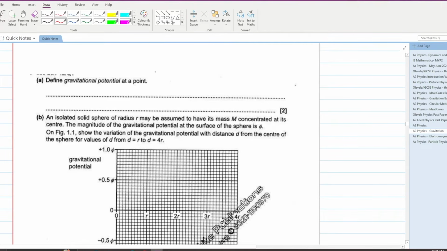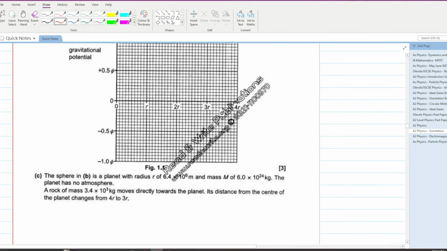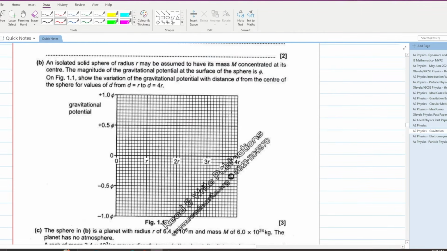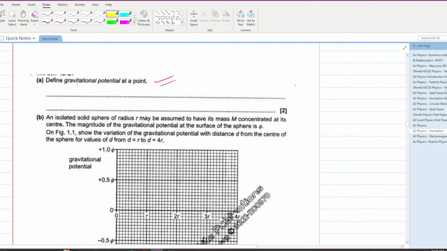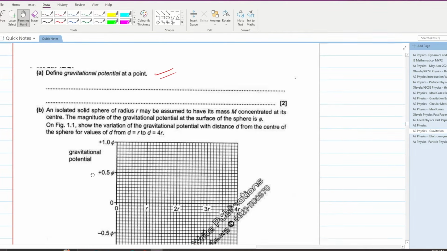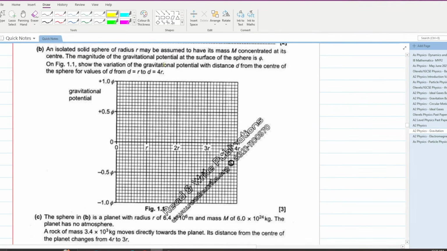Gravitational potential at a point. This is further easier. I have already taught you what is gravitational potential. Let's move on. An isolated sphere of radius r may be assumed to have its mass m concentrated at its center. One more thing I want to clear here is that the purpose of these videos is to do the most difficult questions. Things like these you can take from the notes or define yourself. They are really easy. Let's move on to question B.